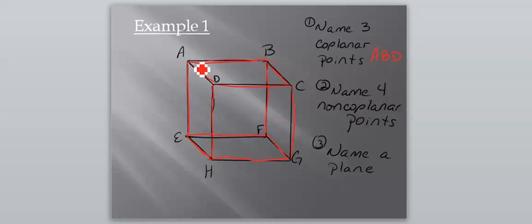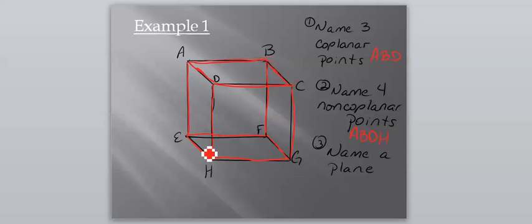So if we use the ABD, ABD was on the top of the box, A, B, D. And then I'm going to pick one from the bottom, H. Or I could do A, B, D, E or A, B, D, G. There's no way I could take one thin, rigid, unbendable piece of paper and touch A, B, D, and H all at the same time. It's not possible. So those are non-coplanar points.